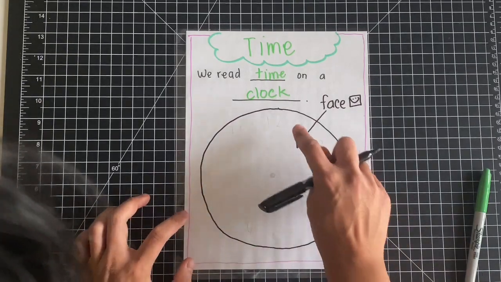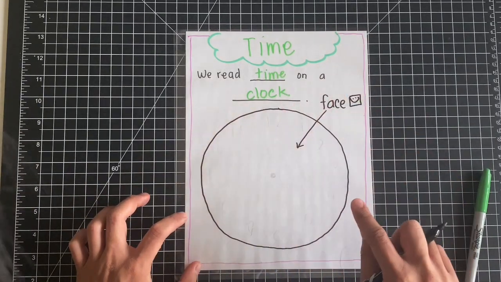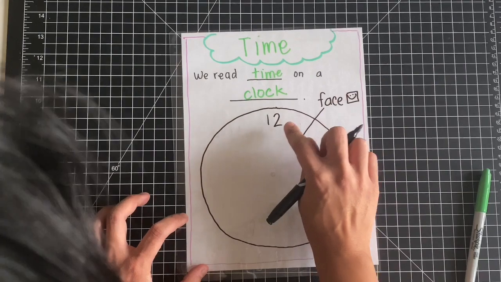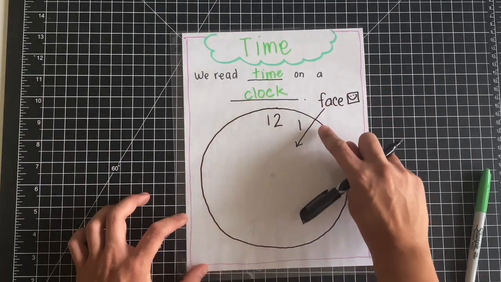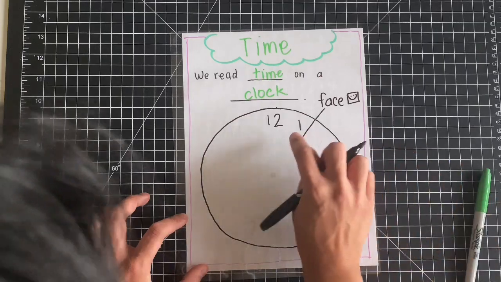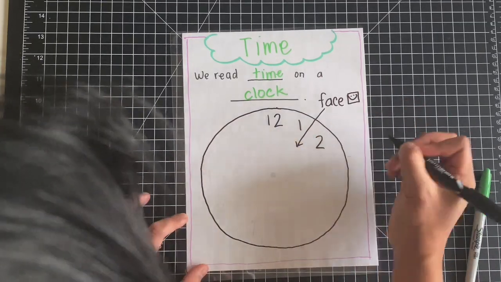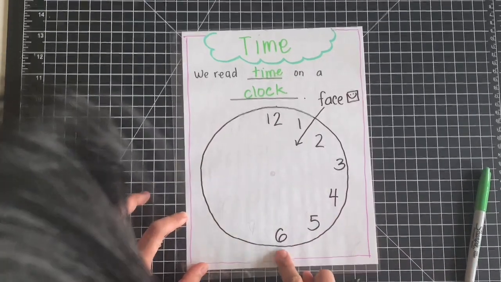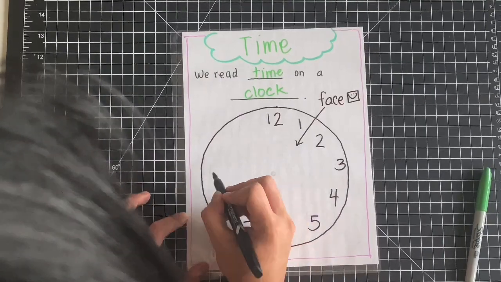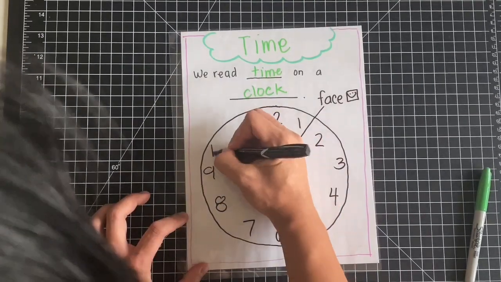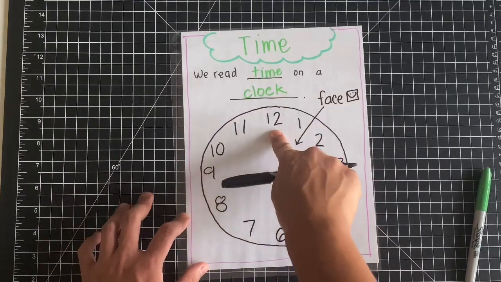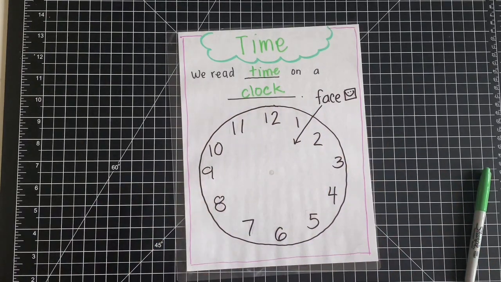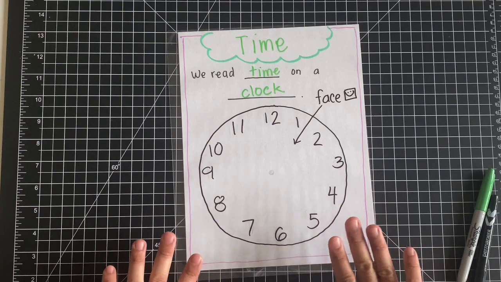On every clock, there are numbers that go all the way around the face. And the numbers go 12 at the top. And then you're going to start at 1. And you're going to count all the way around the circle back to 12. So there's 12, 1, 2, 3 on the side here, 4, 5, 6 at the bottom, 7, 8, 9 all the way on the other side, 10, 11, and 12 back at the top. These numbers help us tell time. Okay, so far we have our face and the numbers on the face.